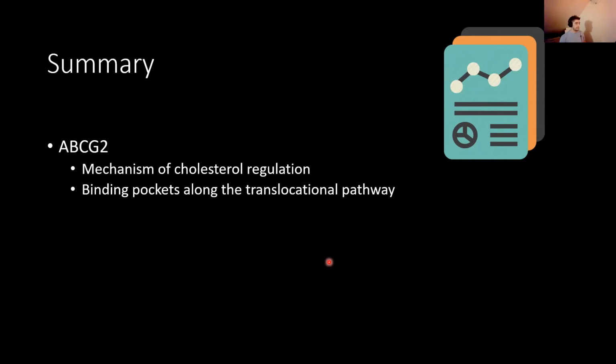So in summary, we determined the exact mechanism of cholesterol's regulatory effect, and our results show that it helps the closing of the protein structure. And we also determined key points, binding pockets along the translocational pathway involved in the substrate recognition.